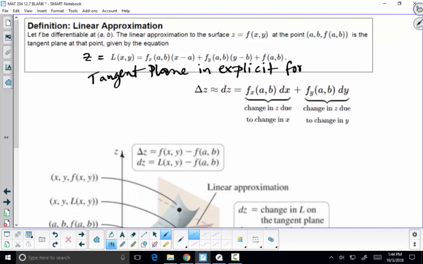Nothing more, nothing less. Tangent plane in explicit form. And if you want, just keep doing what we've been doing. Parent function, take the gradient, dot it with v, solve for z, and that's going to be the linear approximation. The linear approximation is the tangent plane.